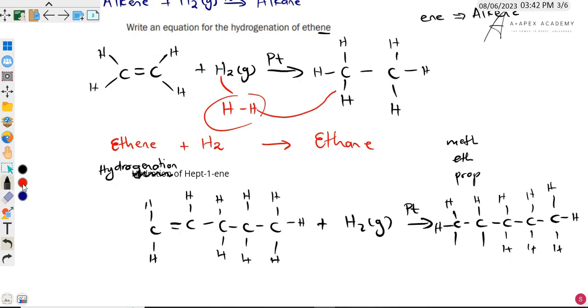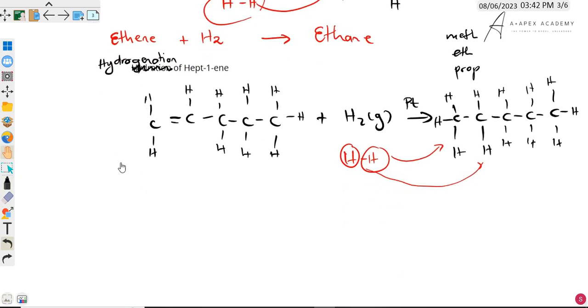Now for those free bonds, we know that this is H bonded to H, so one of these H has to fill up that, and the other one has to fill up the other one there. So we have an H going here and an H going to that one. So what else? What do we have now?